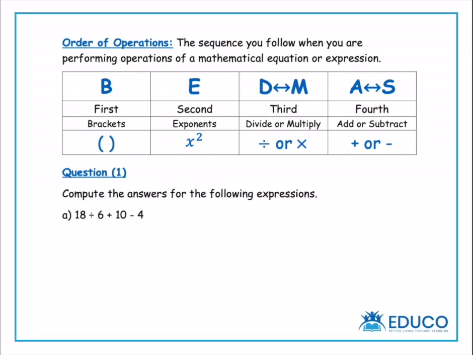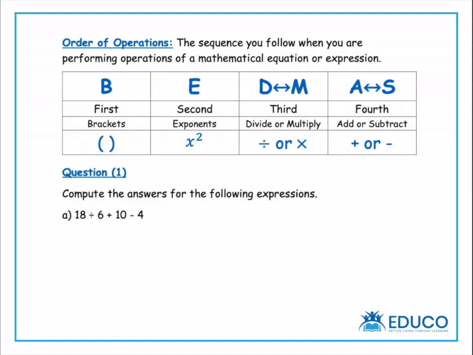Now, there's a lot of big words in that definition, so let's break it down. Basically, what the order of operations means is whenever you're solving a huge expression or equation that has a lot of different mathematical operations like addition and multiplication, there's a certain order you have to follow to make sure that you end up with the correct expression or the correct answer. So let's go through what the order is.